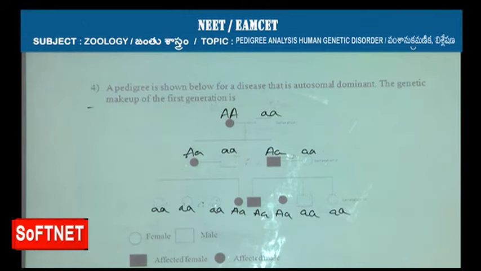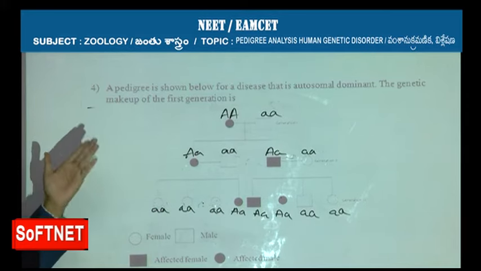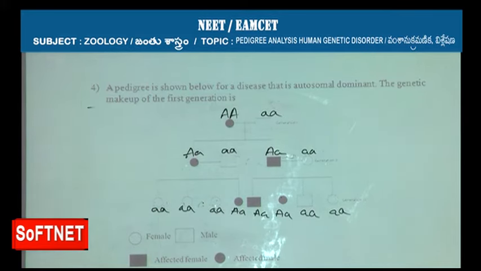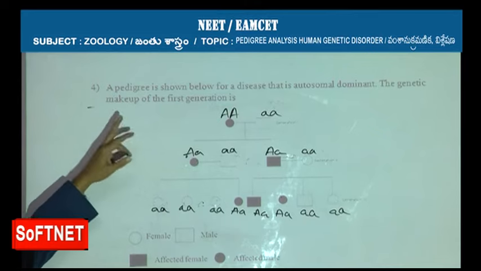So with that help, if you write the genotypes and all, it confirms that it is an autosomal dominant and present in a homozygous condition. So what are the genotypes of the first generation?